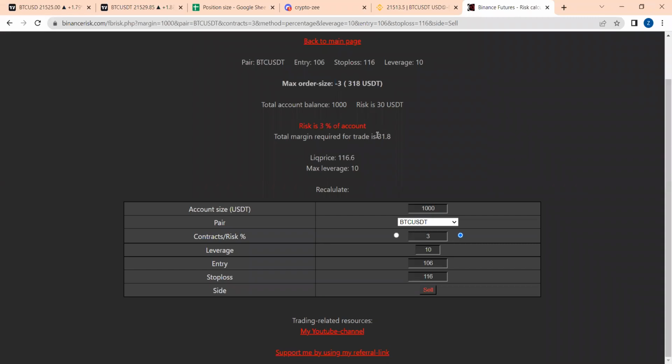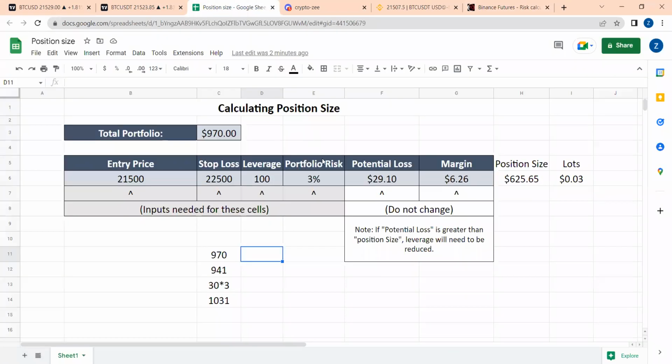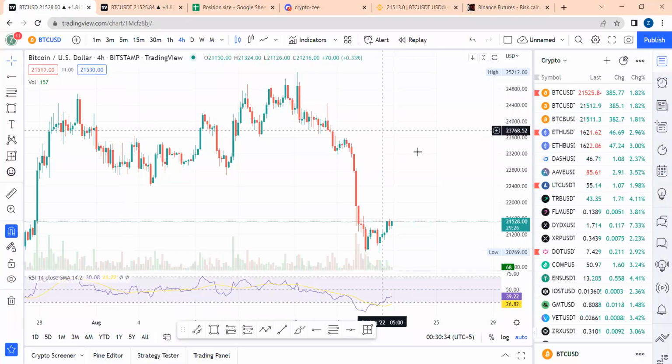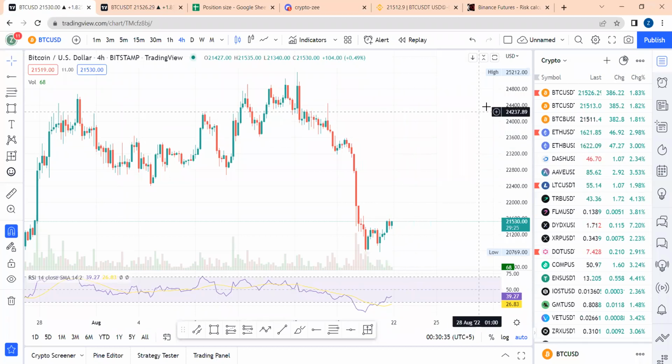So this is your margin. With the margin multiplied with your leverage, the position size will be 300. Here you can see there is $318. So this is how you can use this website, or you can use this Excel sheet, quickly to calculate your position size and everything. I hope it makes sense to you. Now let's quickly talk about FIBs, and then we'll get back to the discussion.